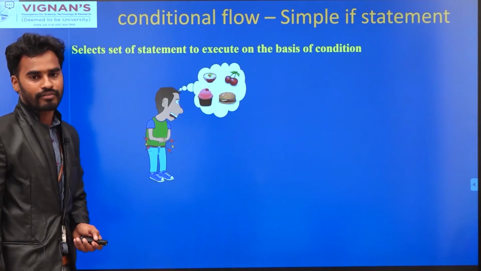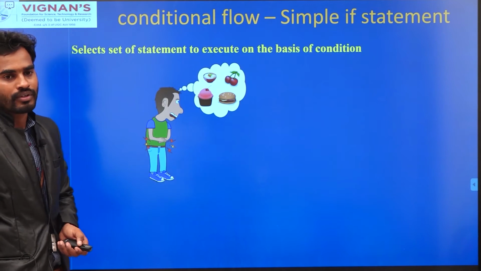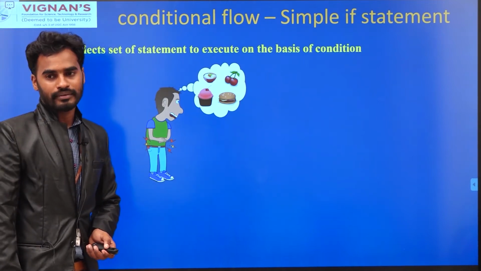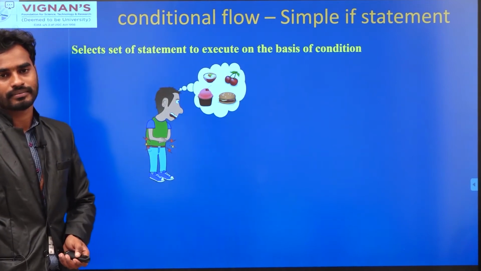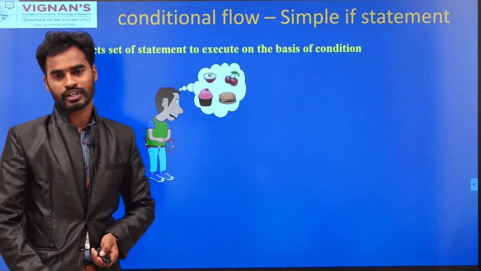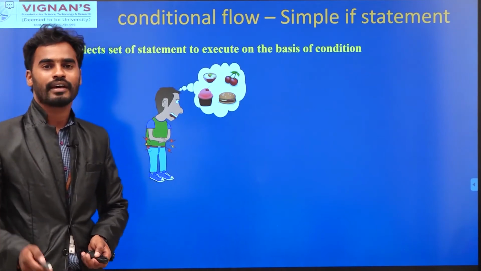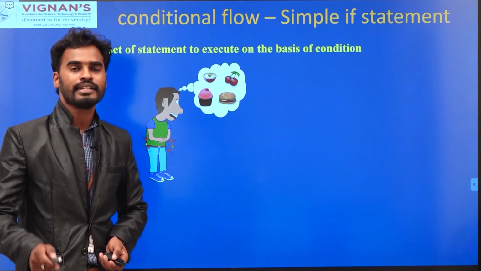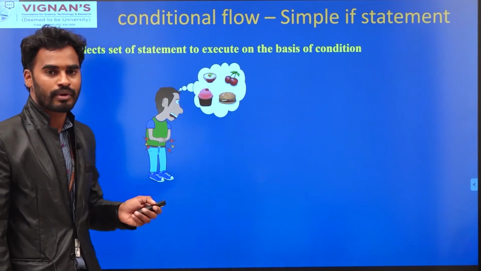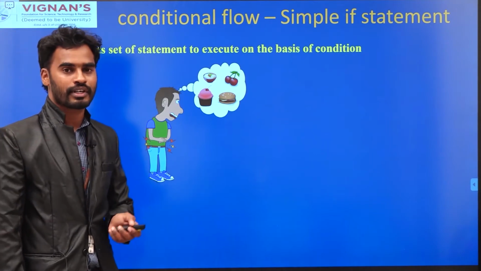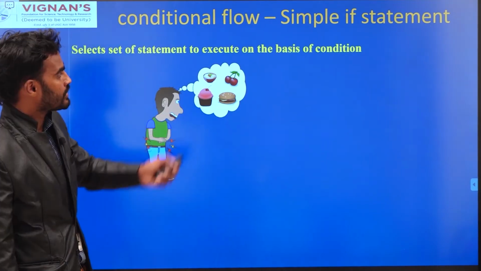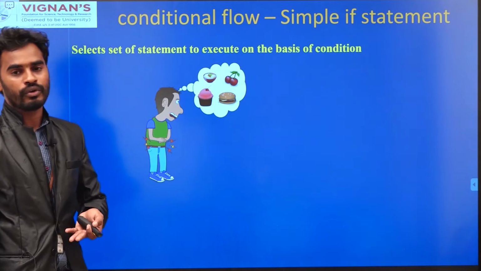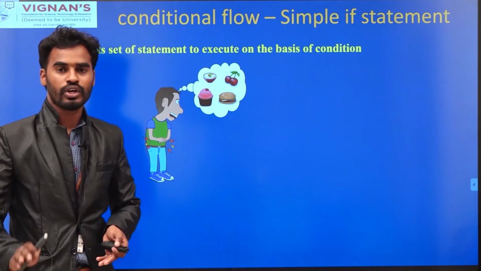Second one, conditional flow. In conditional flow, you will have a set of statements and some certain parameters. Whether to execute a block of statements or not depends on your parameter. If the parameter is satisfied, if the condition is satisfied, then only the set of statements will be executed. Otherwise, the set of statements will not be executed. So let's start with the simple if statement. Generally, we go with the simple if statement if there is only one option to choose.